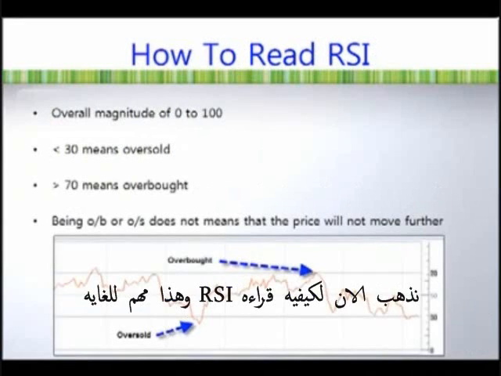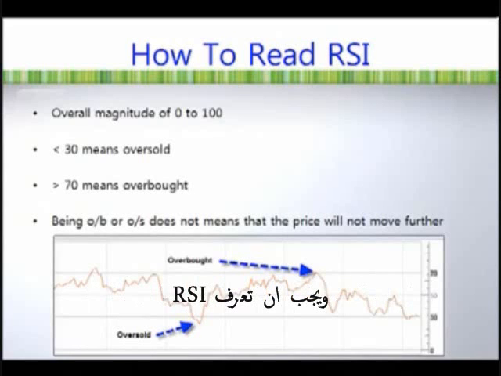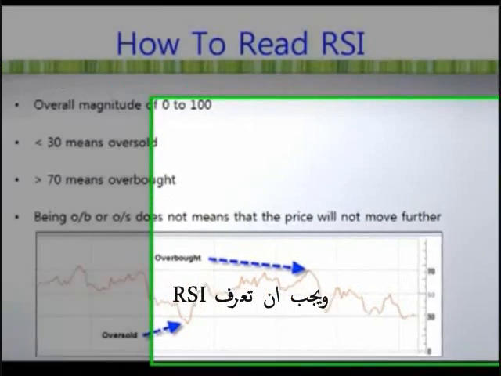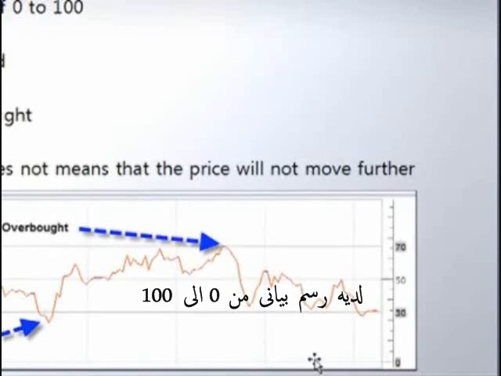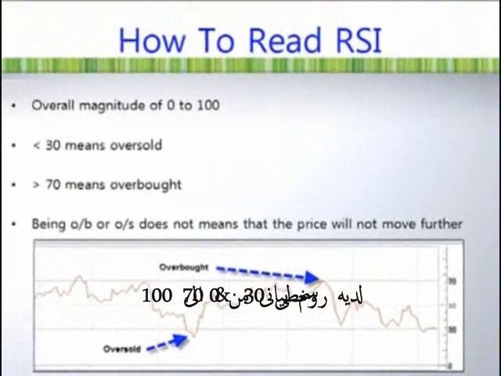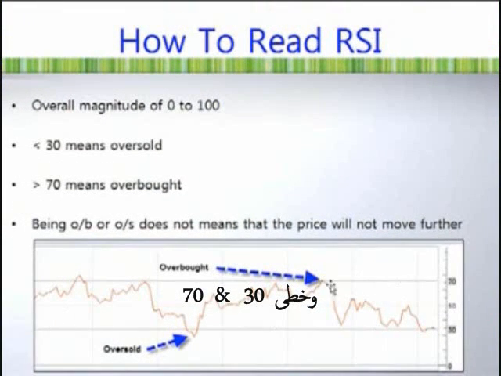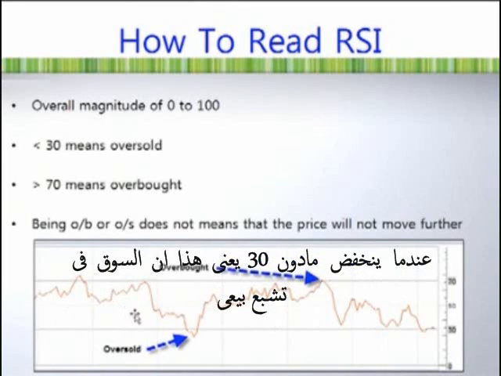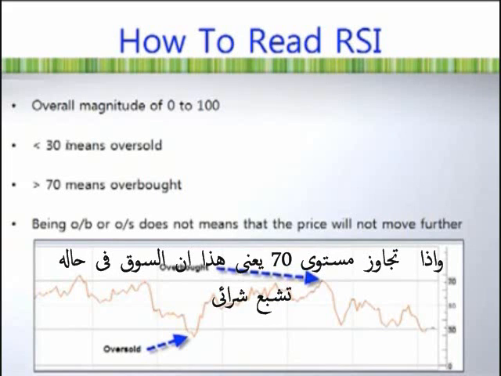So next we have to go through how exactly we read the RSI indicator, and this is very important. You need to know that the RSI indicator has an overall magnitude of 0 to 100. It goes from 0 all the way to 100, and there's a 30 line and a 70 line. As long as it's less than 30, it means that the market is oversold. If it's more than 70, it tells you that the market is overbought.